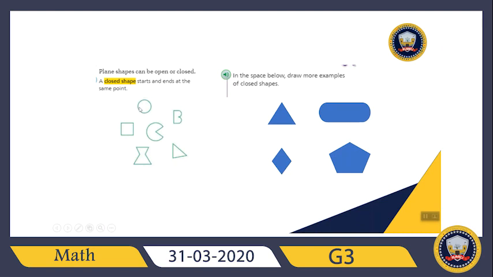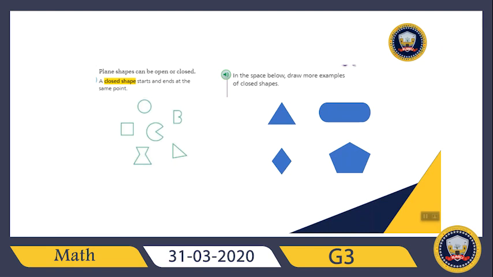This circle is also the same. It starts from here, goes, and finishes here. Also this B, it starts here, goes here, and finishes at the same point. All these shapes, wherever they start, they end at the same point. Now the book wants us to give some examples. In the space below, draw more examples of closed shapes.